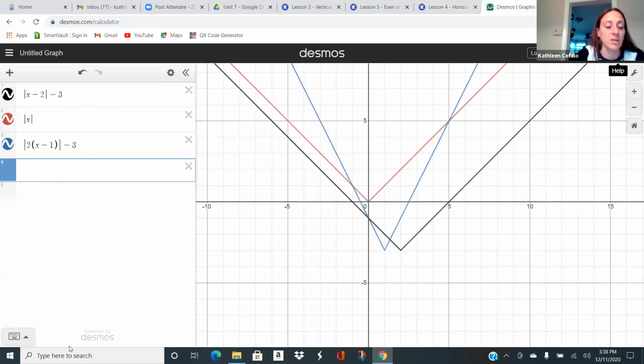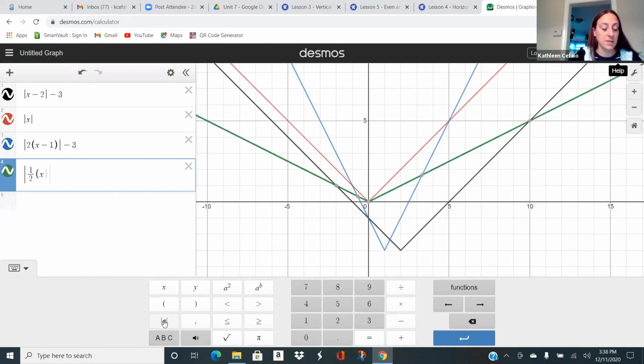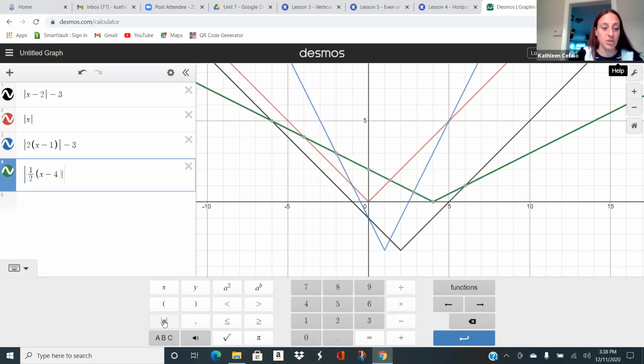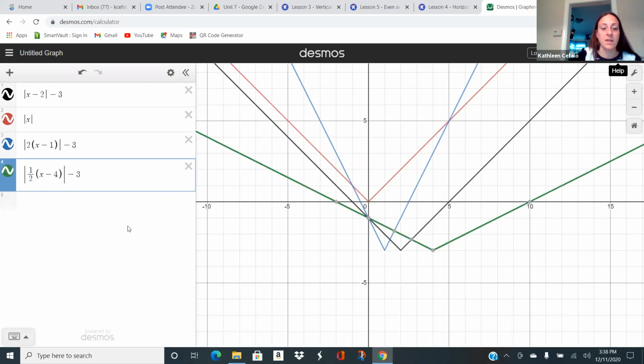So let's see what we have when we go to Desmos. We're going to type in here. Again, I'm going to get my absolute value, and I'm going to type in the same thing that we had factored out. So I have 1/2 and then parentheses, and we have x minus 4. I'm going to shift out of those parentheses, the absolute value, and do -3. If I press enter, we have our graph. And so that's the green graph. And now let's take a look over here.